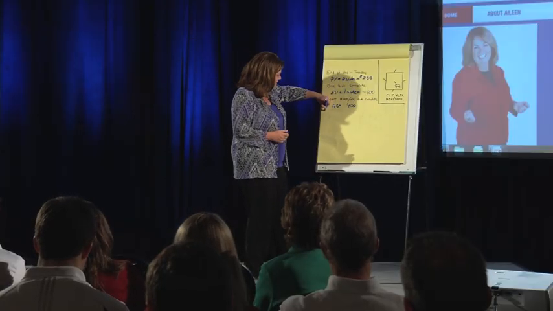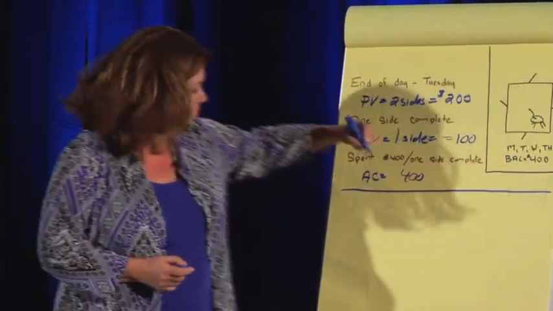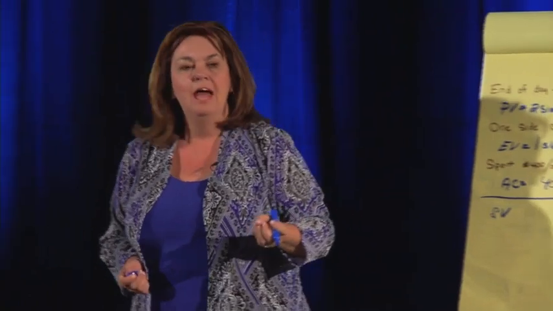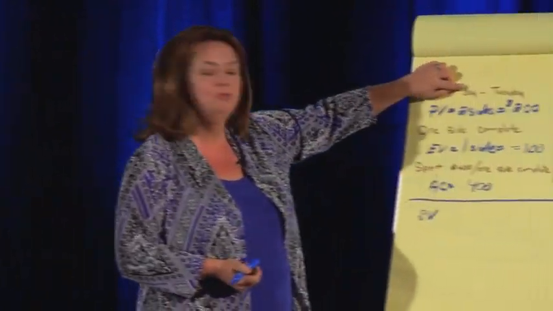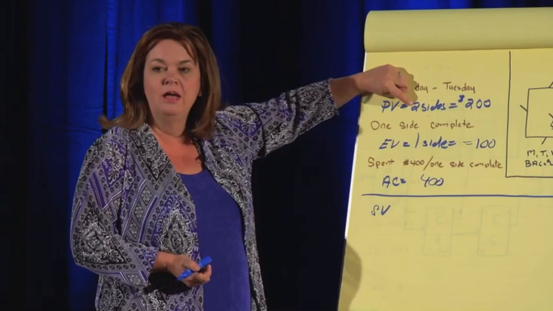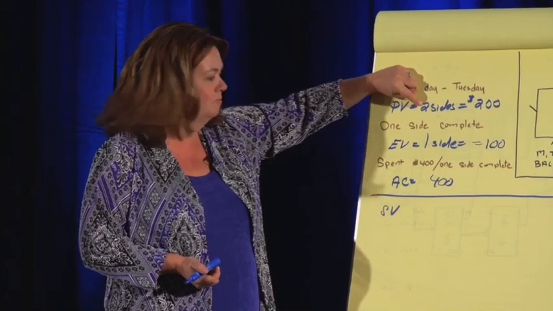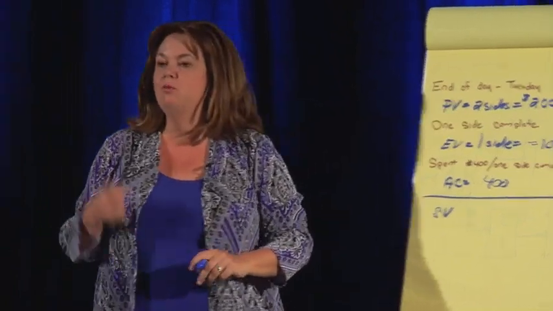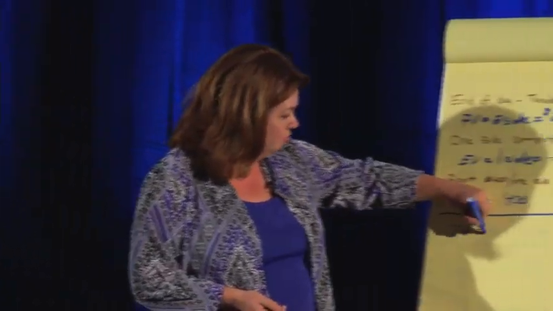Is it really clear that we're doing really bad? The next thing they might ask us on the exam is what's called our SV. SV stands for schedule variance. Let me help you with this one. It's the end of the day on Tuesday. We should have 2 sides complete. We only have 1 side complete. Would you say we're ahead or would you say we're behind schedule? Behind, great. We're behind schedule.